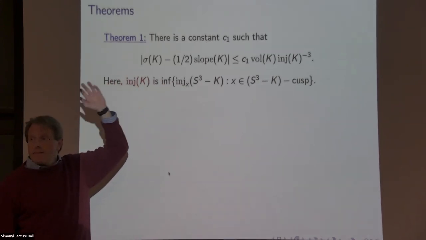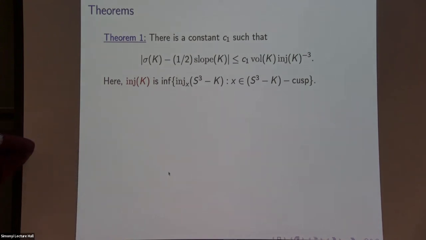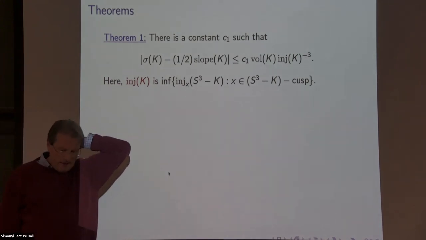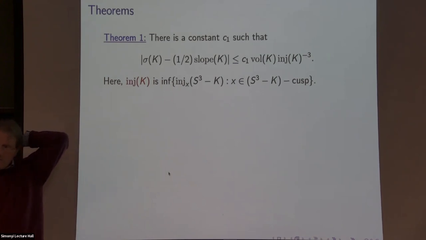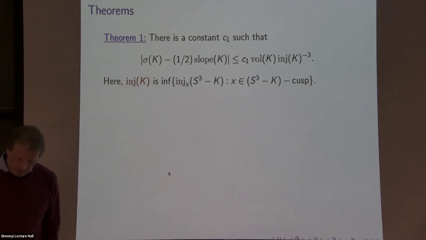Then you have to have this maximal cusp. Yeah, you have to have the maximal. Yeah. So this can be rewritten in terms of the minimum of the length of the shortest geodesic and information about the cusp.